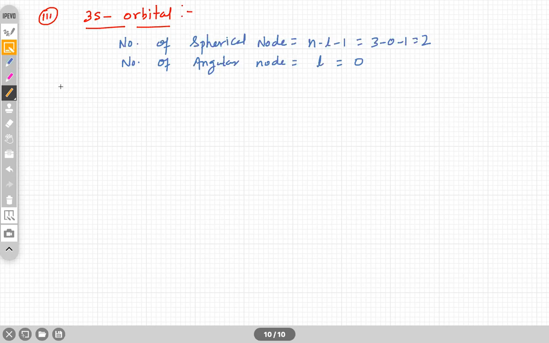For 2p, suppose there is no spherical node, so the graph won't touch the axis, right? And the angular node we won't represent. I'll draw that also. It's the same graph. It goes like this for 2p, a curve like a mountain, for psi square and probability. We'll have 3 graphs like this. I'll show you in just a second. So this value is 0.